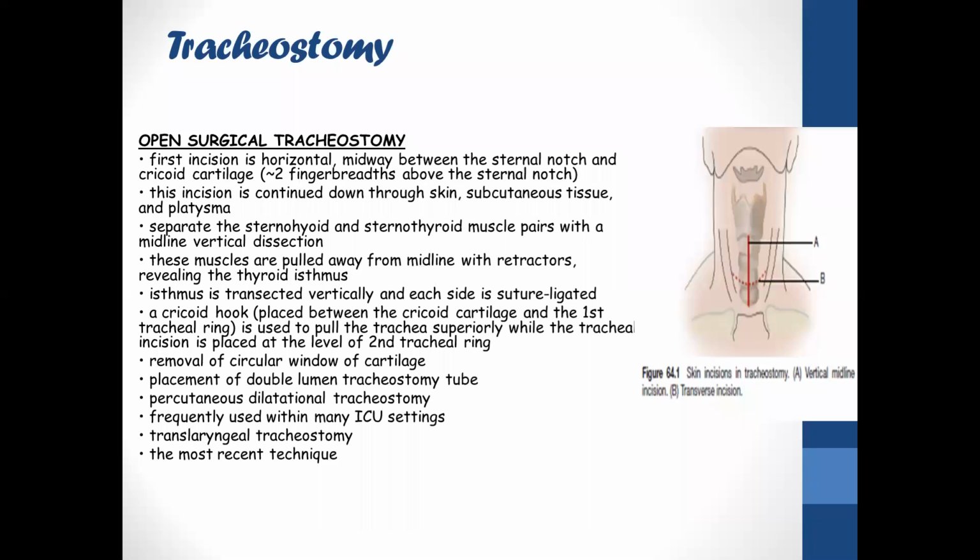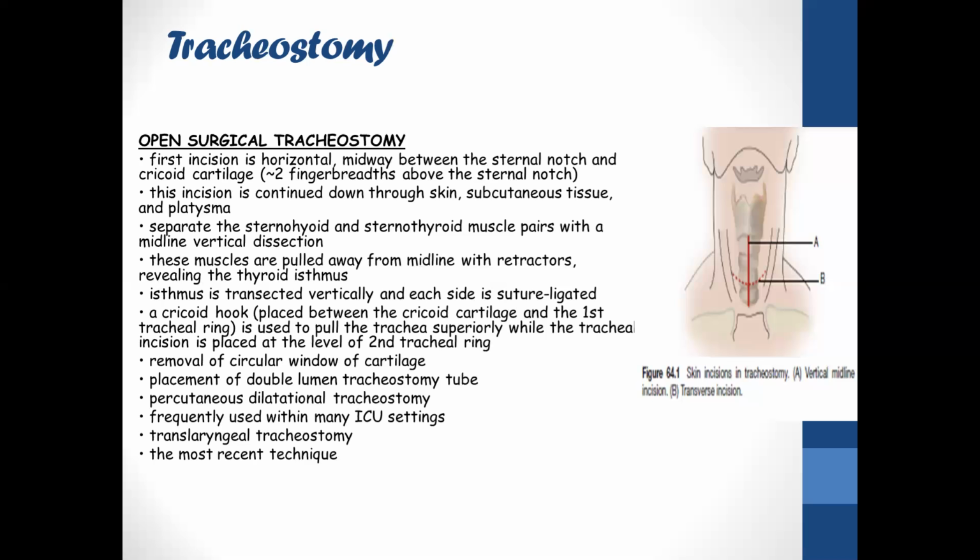So, how do we perform a tracheostomy? Open surgical tracheostomy. The first thing you need to do is an incision horizontally midway between the sternal notch and the cricoid cartilage. So how do you do that? You look at two finger breadths above the sternal notch. Then this incision is continued down through the skin, subcutaneous tissue, and platysma. Separate the sternohyoid and sternothyroid muscle pairs with a midline vertical dissection. These muscles are pulled away from the midline with retractors, revealing the thyroid isthmus. The isthmus is transected vertically and each side is suture ligated.